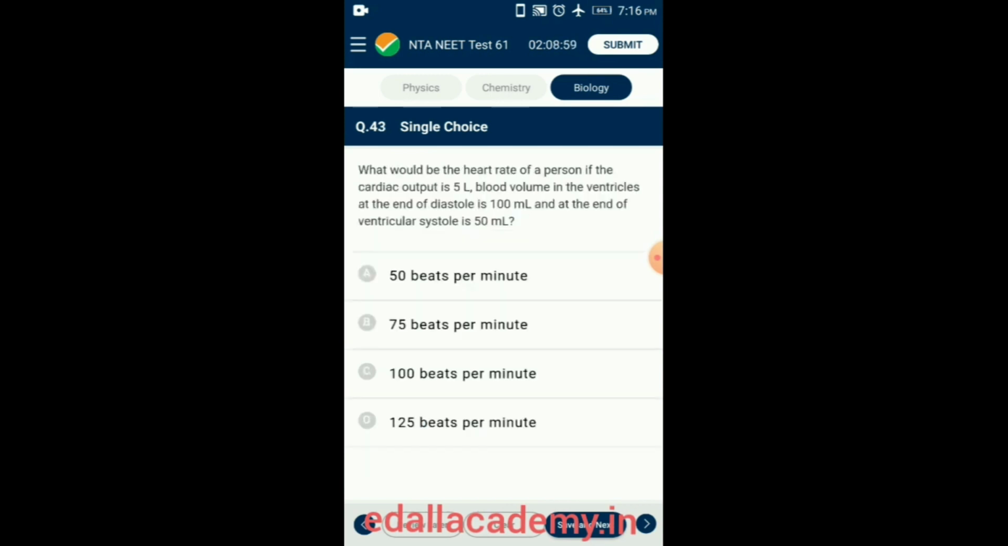Question number 43. What would be the heart rate of a person if the cardiac output is 5 liters, blood volume in the ventricle at the end of diastole is 100 ml and at the end of ventricular systole is 50 ml? So the answer for this question is Option C, 100 beats per minute is the correct option for this question.